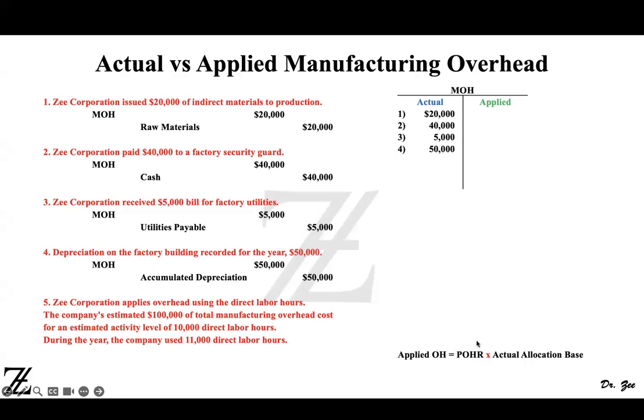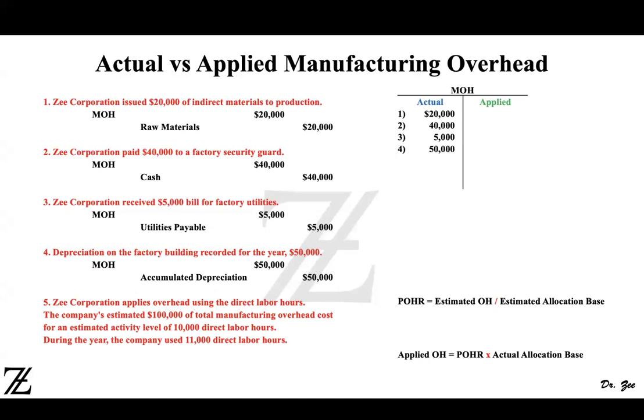So in order to calculate the predetermined overhead rate, you have to use another formula. If it's not given, you have to divide estimated overhead by estimated allocation base. In this case, estimated overhead is provided, $100,000, and the estimated activity base or allocation base is 10,000 direct labor hours. Estimated is the same thing as budgeted, what you budgeted at the beginning of the year. Budgeted overhead divided by budgeted allocation base or budgeted cost driver. So if the predetermined overhead rate is not provided, you have to use this formula.